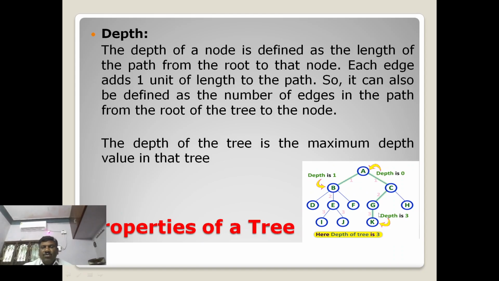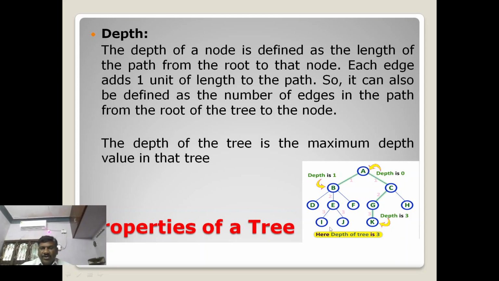Depth. How do you find the depth of a node? The depth of a node is defined as the length of the path from the root node to that particular node. This is the root node, and it has links to B and C. So these links are said to be at depth 1.